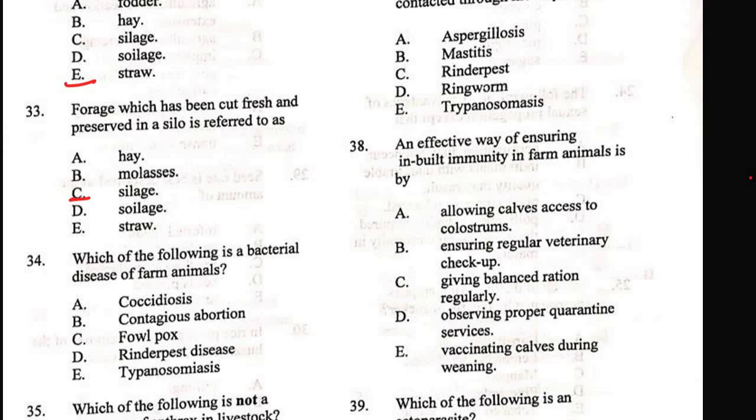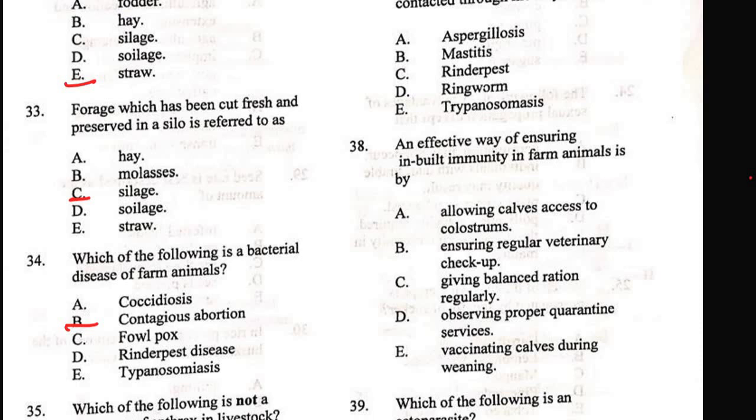And question 34 says, which of the following is a bacterial disease of farm animals? A, coccidiosis, B, contagious abortion, C, fowl pox, D, rinderpest disease, E, trypanosomiasis. Among the options we have, the right answer is B, that's contagious abortion. This contagious abortion is also known as brucellosis. It's a bacterial disease caused by the Brucella species.